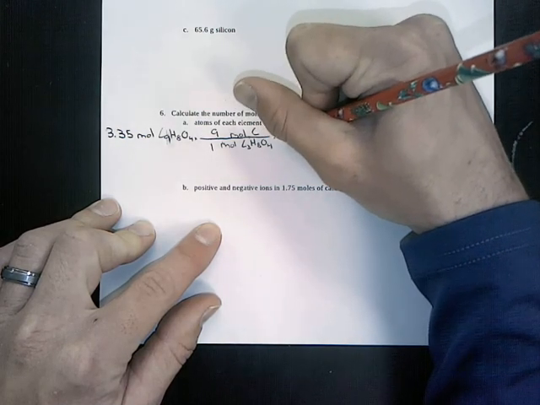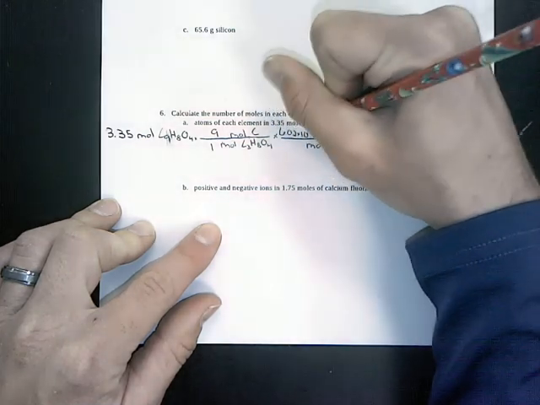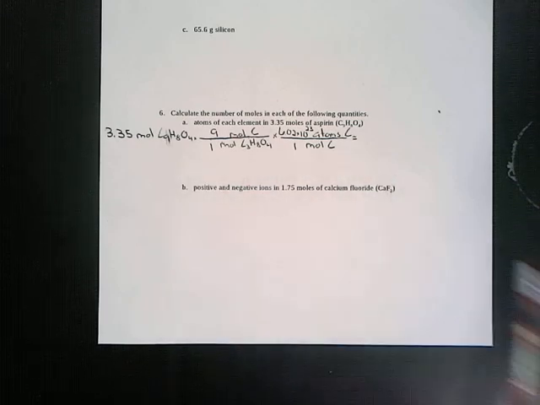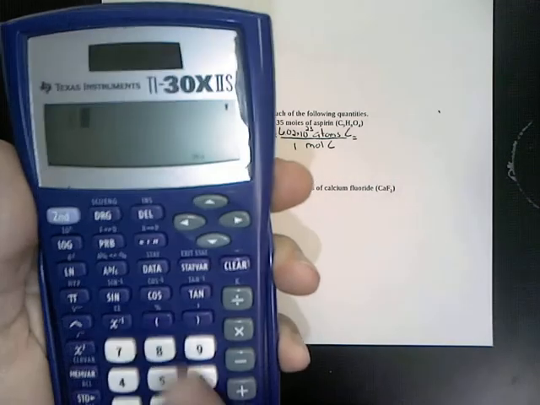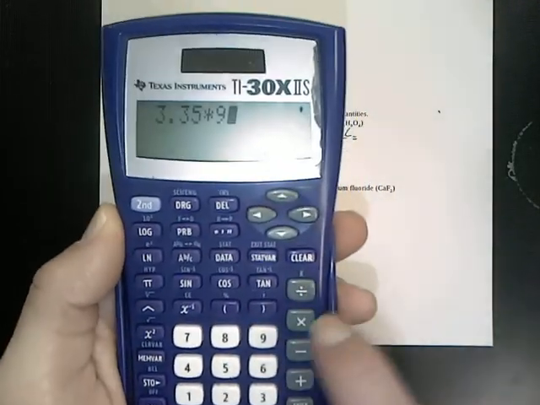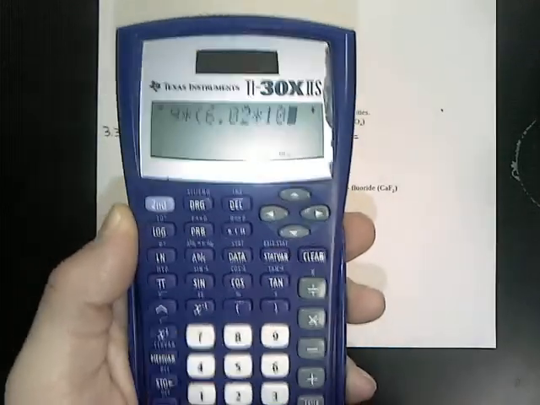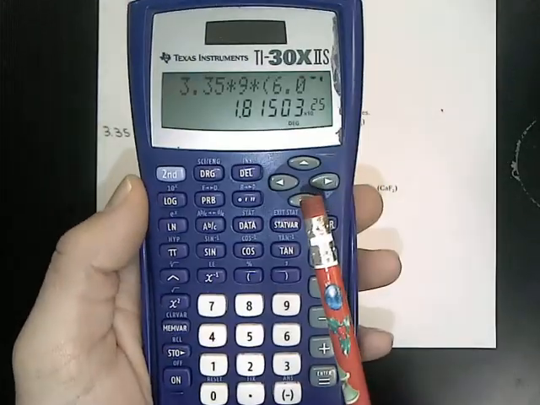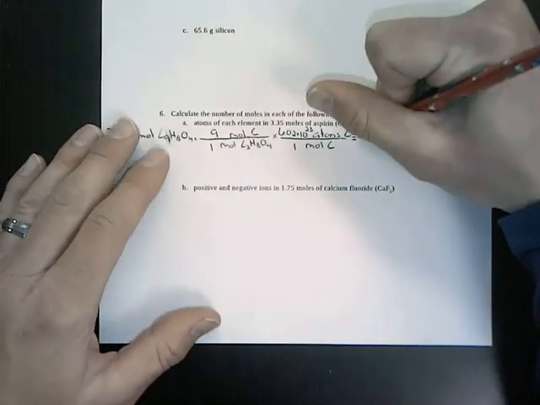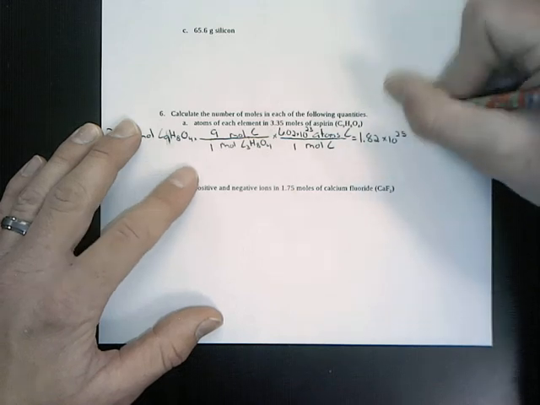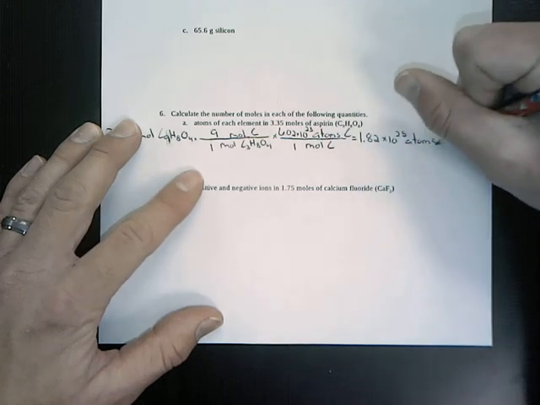So remember, there is 6.02 times 10 to the 23rd atoms per 1 mole. Okay? So in our calculator, again, multiply everything on top, divide by everything multiplied on bottom. So 3.35 times 9 times 6.02 times 10 to the 23rd. We press enter. We get a value, and when we round, 1.82 times 10 to the 25th atoms of carbon.